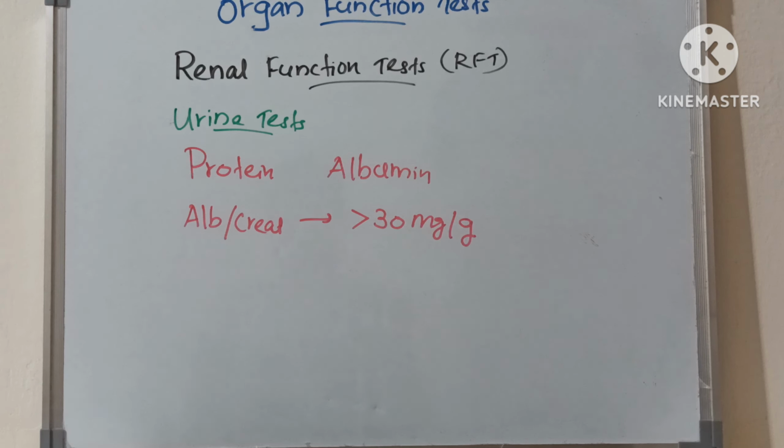Next one is urine test. Urine tests measure the levels of protein and albumin. Albumin is a protein normally present in blood but not in urine. Elevated levels of protein and albumin in urine can indicate decreased kidney function or kidney damage. Urine albumin creatinine ratio of more than 30 mg per gram could be a warning sign for kidney disease. So this is urine test.